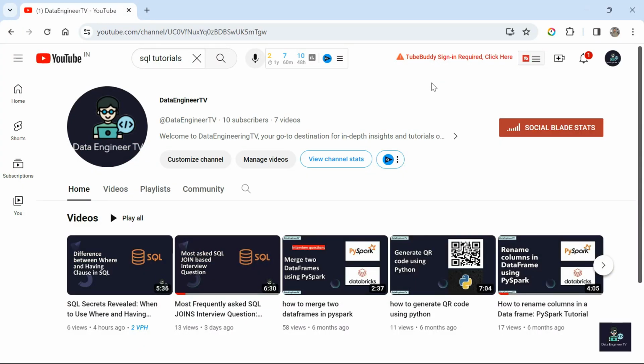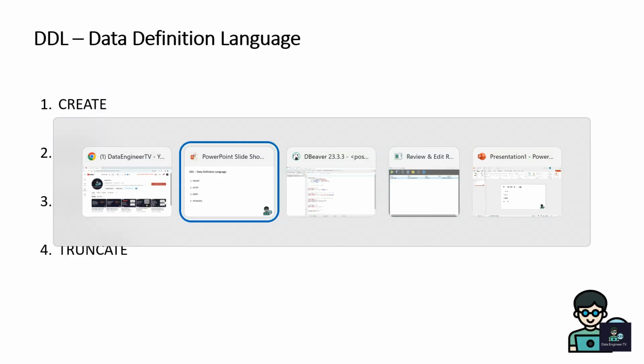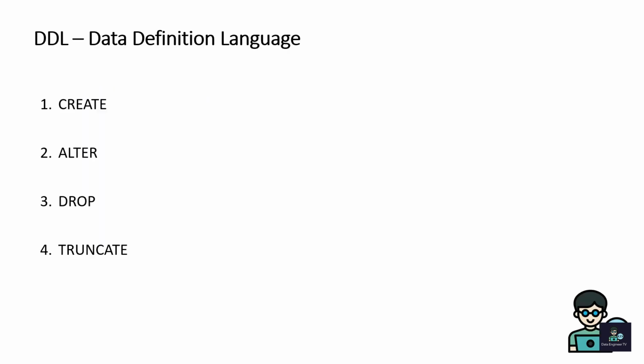In today's video, we will discuss the fundamentals of SQL. So basically we have one topic today which is DDL. So what is DDL? DDL is basically a data definition language and it consists majorly of four commands. The first one is create, second is alter, third one is drop, and fourth is truncate. And by using these commands, we can change the structure of an object within the database.